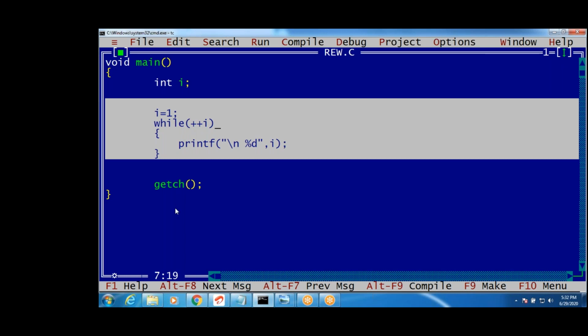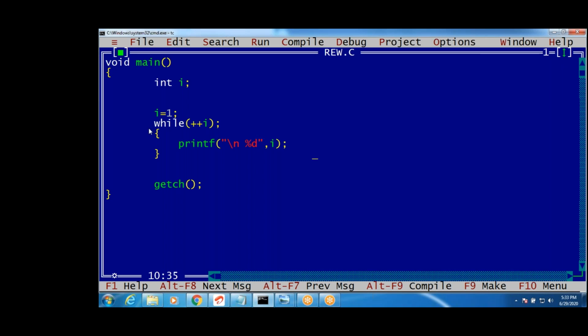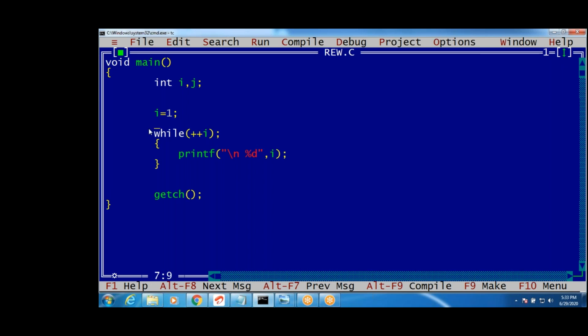Yeah, okay. Next, see this. int i, j, guys. Next one. i is 1, j is 1. Now i less than 5, j less than 10. No statements. See this: i++ and j++. Print the i and j values. We are going to print the i and j values here.